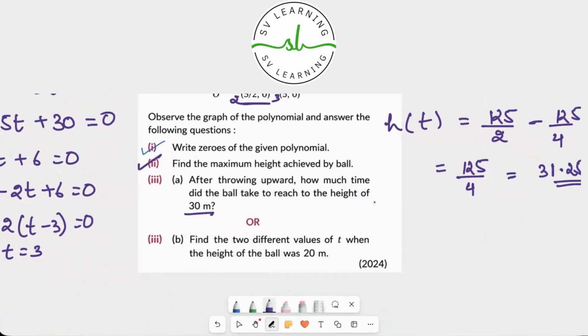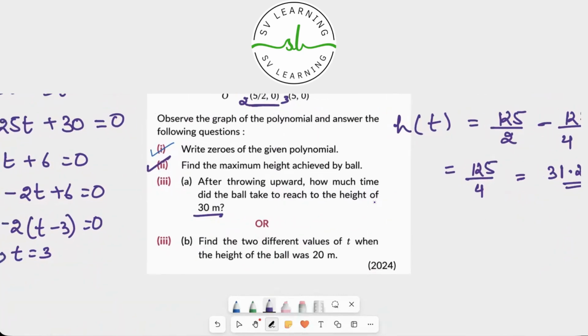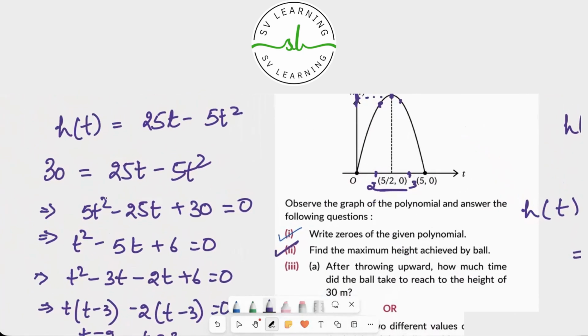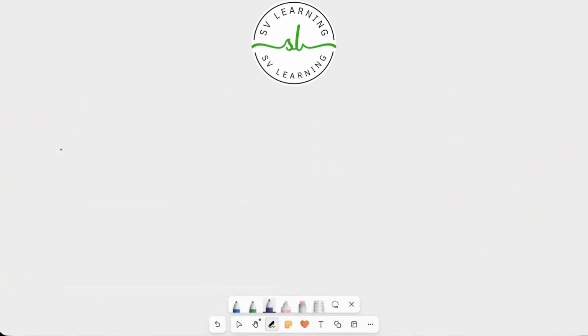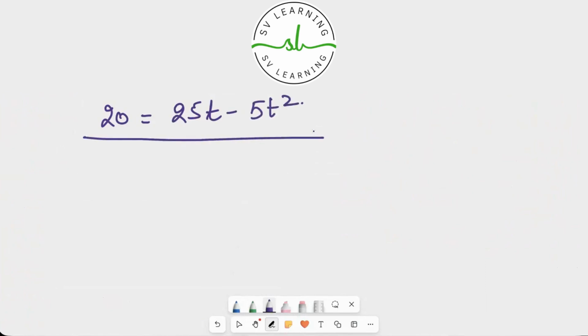So the OR part says find the two values of t when the height of the ball was 20 meters. So exactly the same question. Just instead of this 30, you have to substitute 20 here for the value of h of t and solve the polynomial. So nothing major about the last part. Still, I'll just show this will become 20 is equal to 25t minus 5t square. And I'm very sure students can solve this now. And you will get t as 1 and t as 4 for this part.